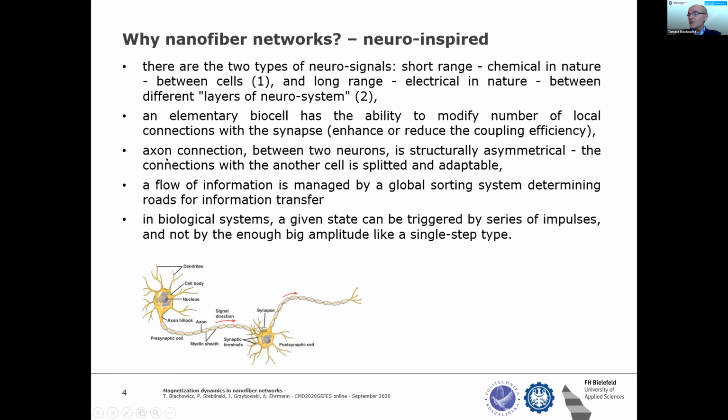And also we observe in such systems some type of asymmetry. So the information propagates from, let's say, the left to the right. I hope that in the future we will try to observe similar things in magnetic fibers. And also, the last information is that the information processing in such systems is quite complex and is triggered by a series of impulses. Information is coded by this propagating series of impulses rather than by single events.